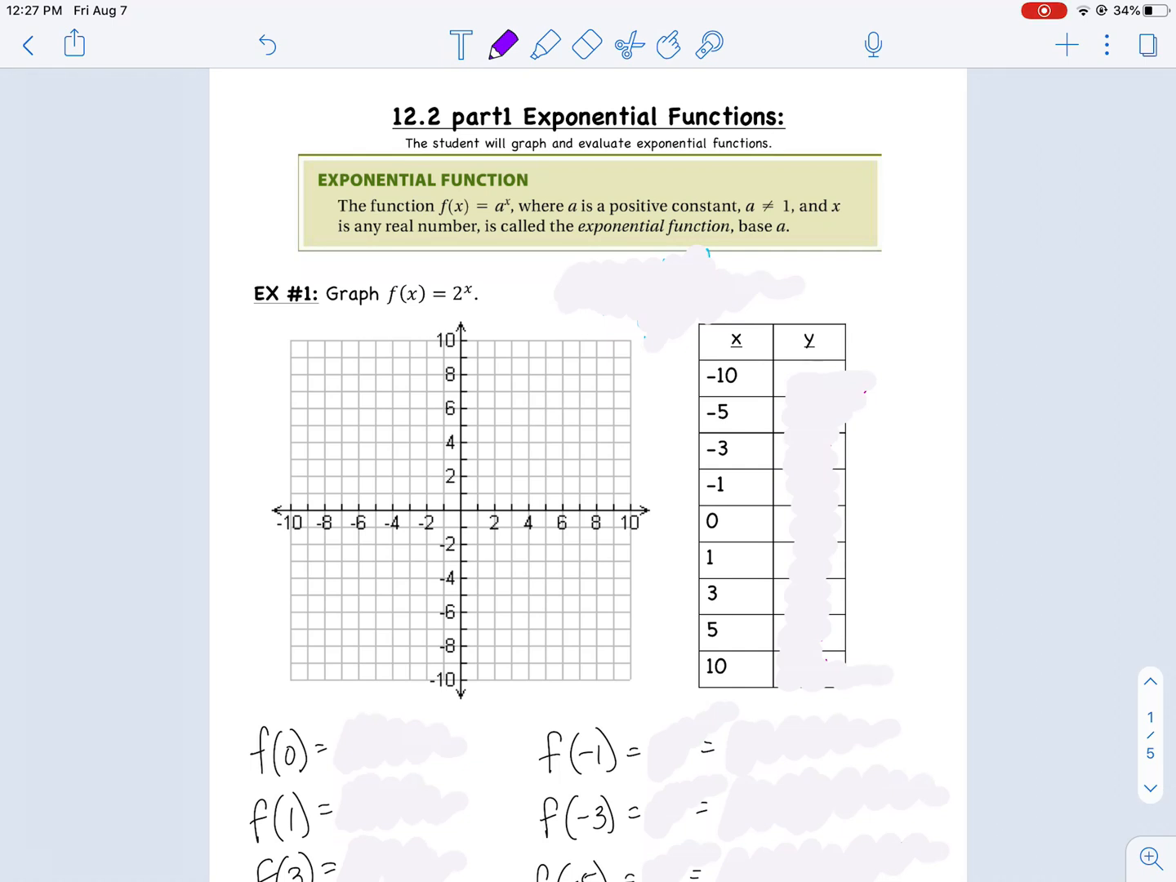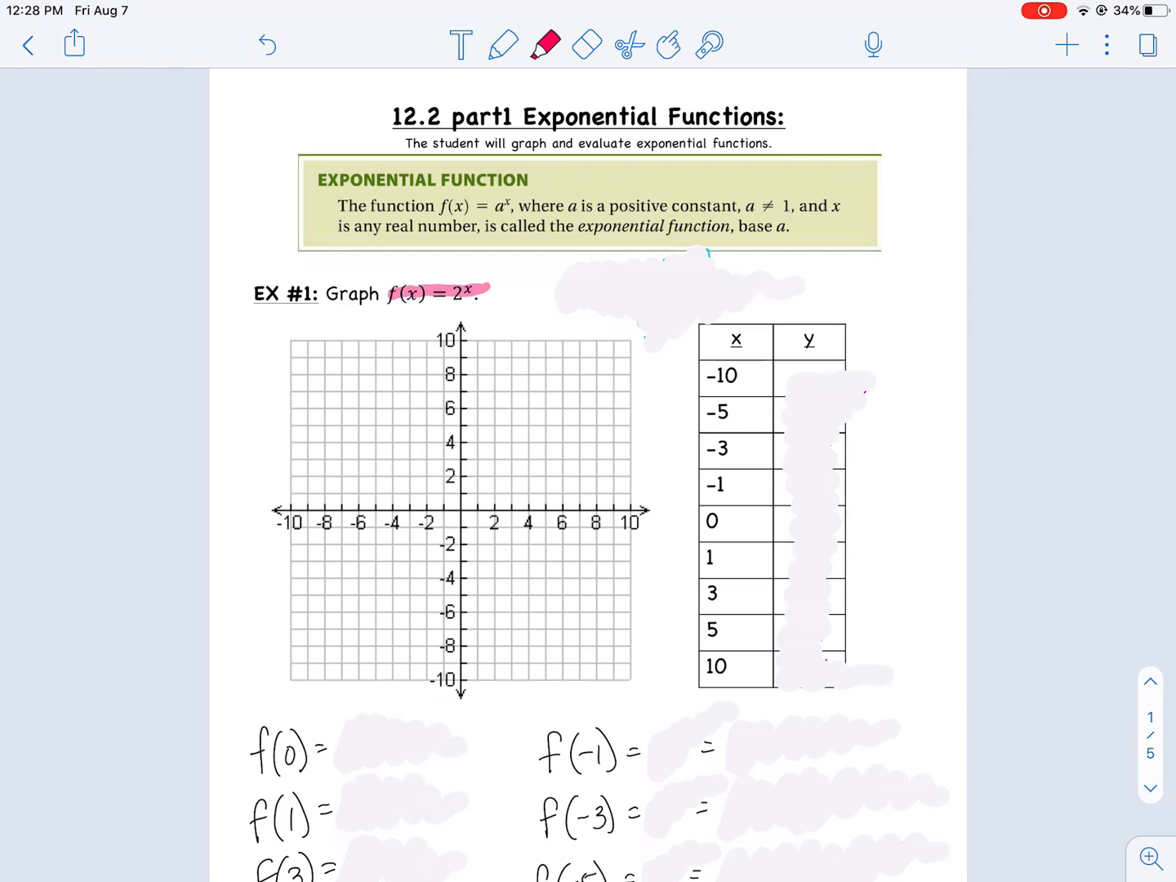So for example, if I give you the equation f of x equals 2 to the x power, that's an example of an exponential function. My base is 2 and my exponent is the variable x. The first thing we're going to do with exponential functions is graph them so we can figure out what the graphs of these look like. They're not lines, they're not parabolas. Let's figure out what they look like.